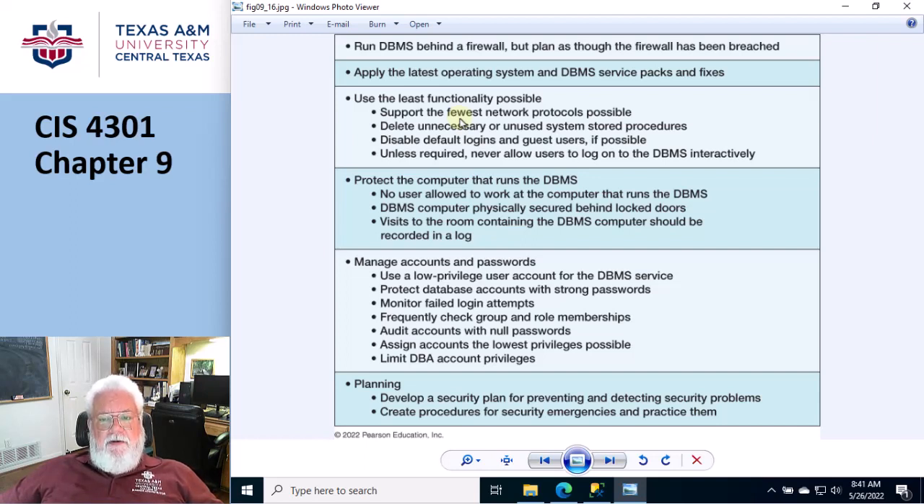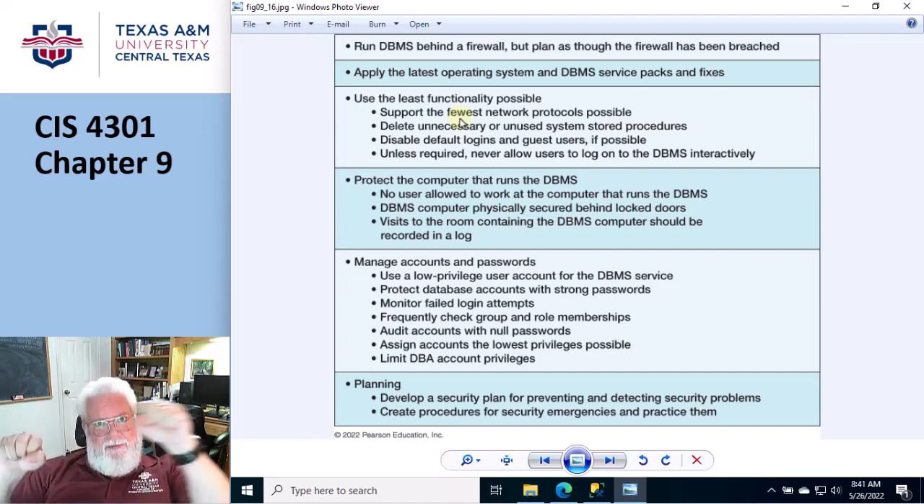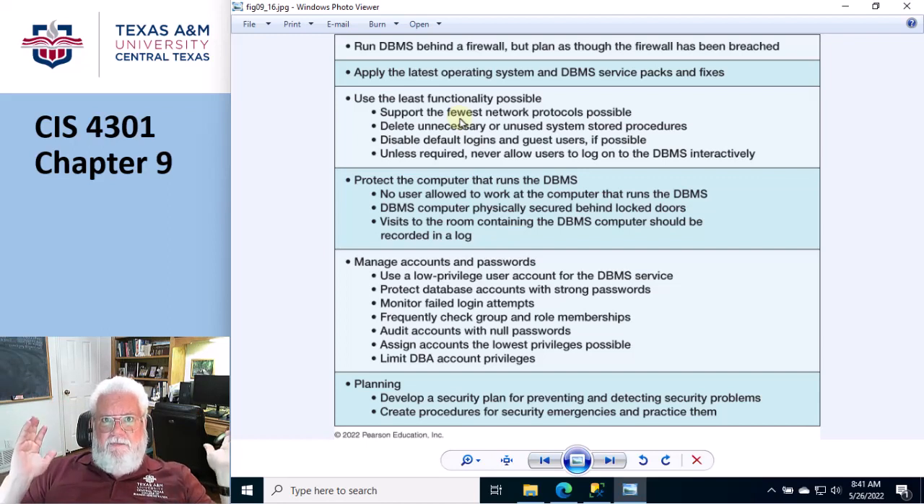And then protect the computer itself. I mean, don't ever allow the users to sit at the server. They're always going to be over there on their machine, sitting at their desk with their PC and connected via the network. Don't ever let people walk into the server room and sit down at the SQL Server machine. Manage accounts and privileges. Use low-level privileges for the services that run, protect the accounts with strong passwords, monitor failed attempts, and so on. Check the roles and memberships to make sure they are what you expect. Have some auditing going on. That's pretty cool. And then planning. Develop a security plan for preventing and detecting problems and then how to handle them.